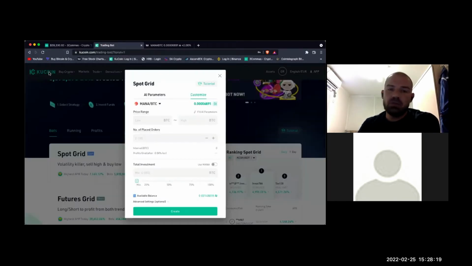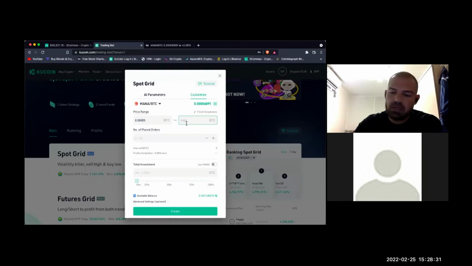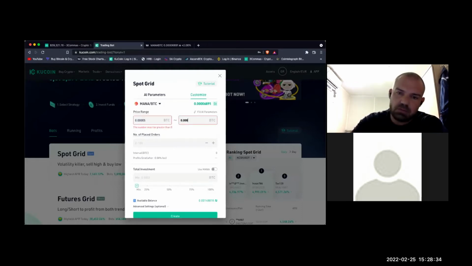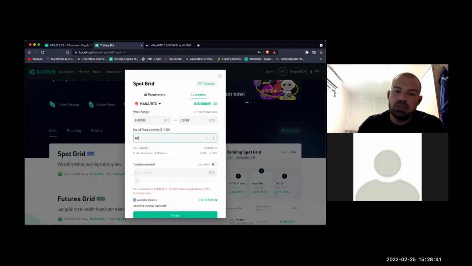Looking at KuCoin, which is the other exchange I use, which also has grid bots, it's exactly the same. We'll put the low at 0.0005 and the high at 0.0001. The only difference between 3commas and KuCoin is you can only place the number of grids. You can't choose the quantity per grid. The difference is you can choose the amount of Bitcoin you want to invest.